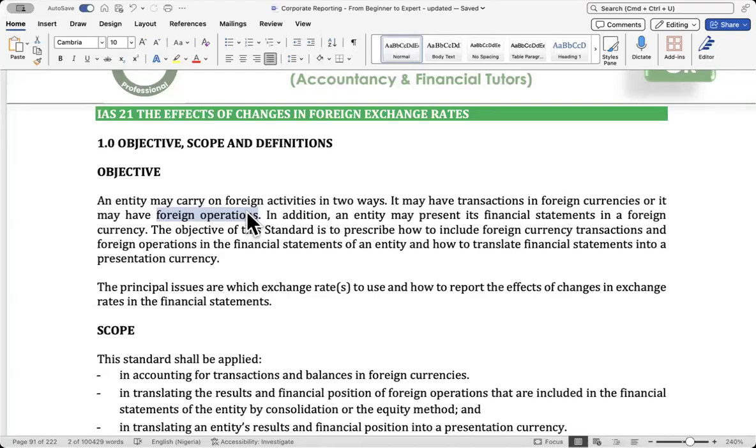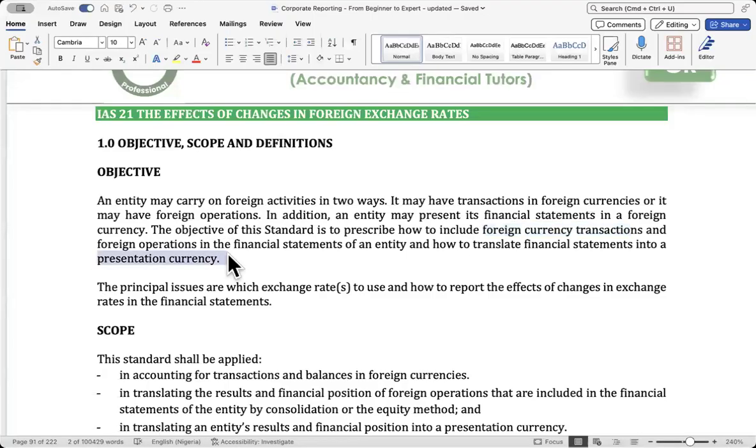And in some instances, that foreign operation, of course, will present its financial statements in a foreign currency. So what this standard wants to look at is, for that foreign currency transaction and that foreign operation, how do you include them in your financial statement? And when you have included them, you then need to translate your financial statement into your own presentation currency.